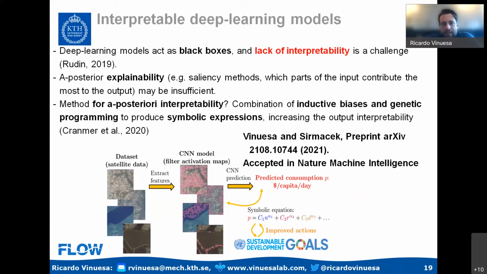And there is a recent article by Cranmer and others from Princeton where they propose a method for a posteriori interpretability, which is based on inductive biases and genetic programming to be able to obtain symbolic expressions with an interesting performance compared to what we can get in the neural networks. And then we have an article just accepted in Nature Machine Intelligence, as you can see here, where we discuss how we can apply these methods of interpretability in the context of the Sustainable Development Goals to be able to harness all the positive potential of AI and exploit it to the benefit of society. So we have the first example in Nature Communications, and then this one on interpretability in Nature Machine Intelligence. And you can find the preprint also.